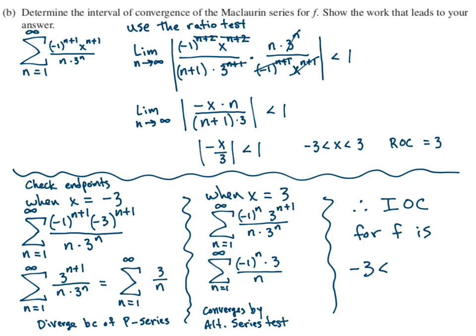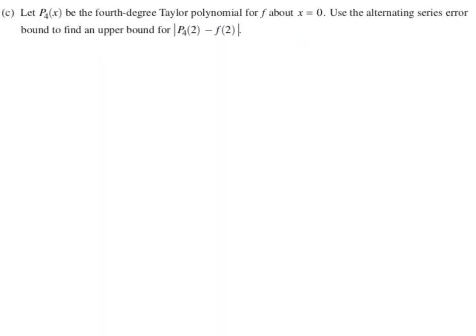So my interval of convergence for f is going to go from negative 3 less than x less than or equal to 3. In part C, they said let P4, so the fourth degree polynomial approximation, be the fourth degree Taylor polynomial for f about x equals 0. So they want us to use the alternating series error bound to find the upper bound for P4 of 2 minus f of 2. So that's basically saying that your approximation of fourth degree at 2 minus the actual function value. I want to find the difference between those two, or my error. So I'm looking for the error between those two.